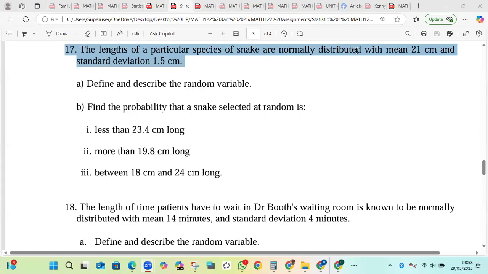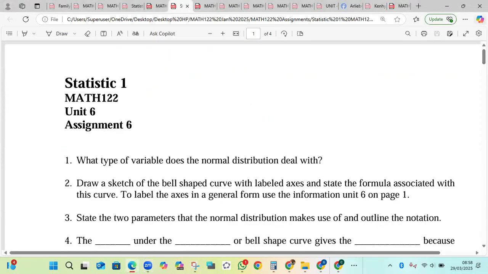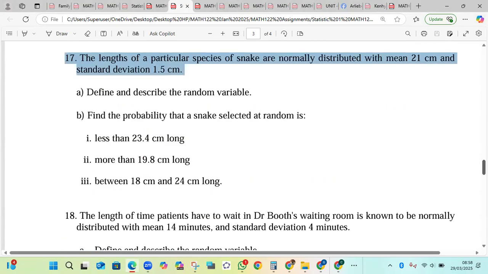In this recording we are going to discuss number 17 of the Statistics 1, Map 1 to 2, Unit 6, Assignment 6. It says the lengths of a particular species of snake are normally distributed with a mean of 21 centimeters and a standard deviation of 1.5 centimeters. So it says define and describe the random variable.